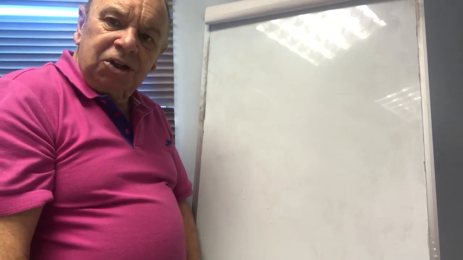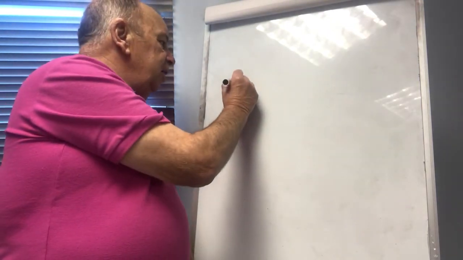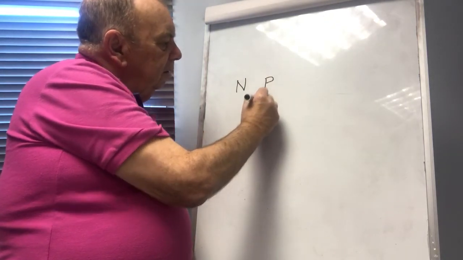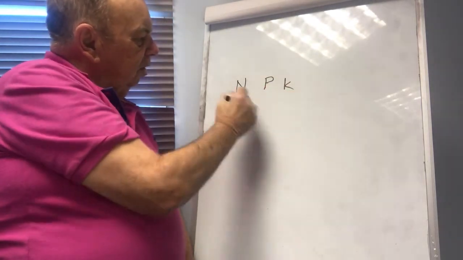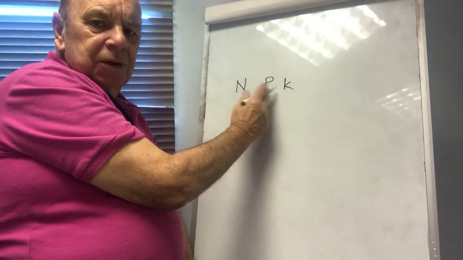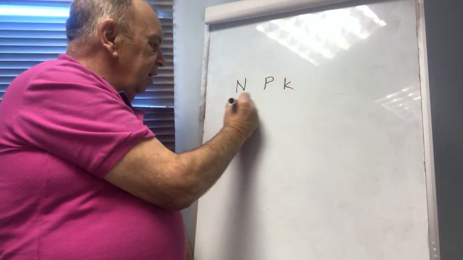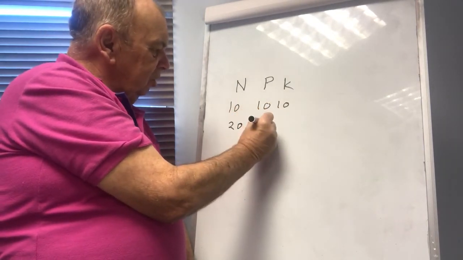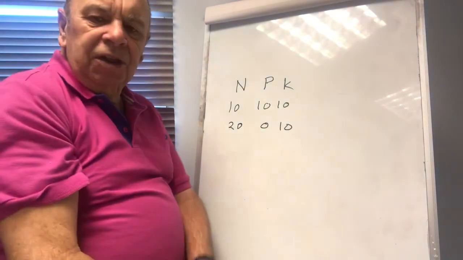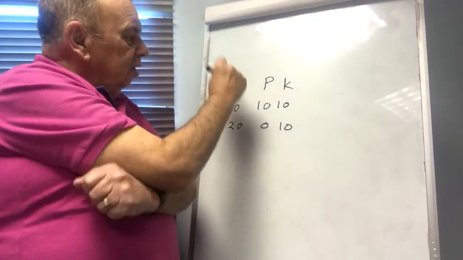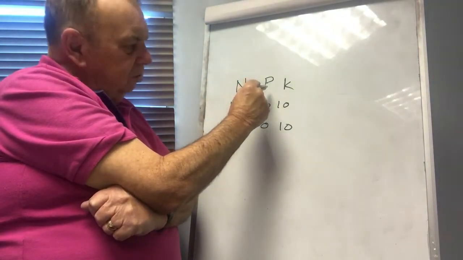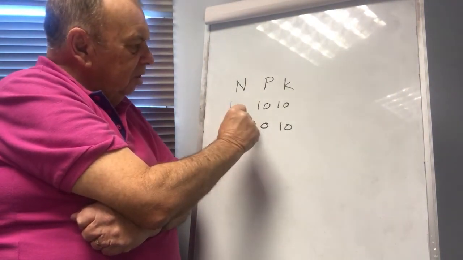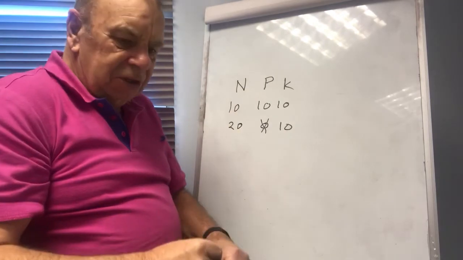You sometimes look on the side of a fertilizer bag and you see NPK, nitrogen, phosphorus, potassium, and you see things like 10, 10, 10, or maybe you get 20, 0, 10. These are the proportions of nitrogen to phosphorus to potassium. That one there with the 20, 0, 10 doesn't contain any phosphorus.